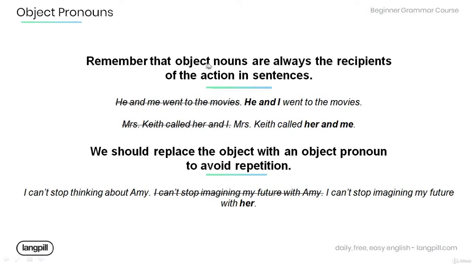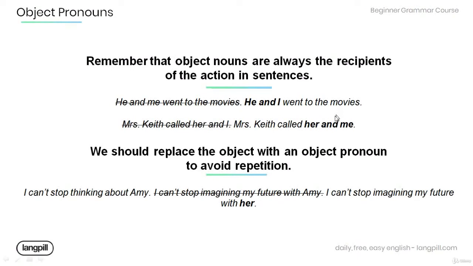Also, remember that object pronouns are always the recipients of the action in sentences. Now let's have a look at the sentence over here. He and me went to the movies. Now this sentence would be incorrect because the object pronoun me is being used as the subject of the sentence. The correct form would be he and I went to the movies.